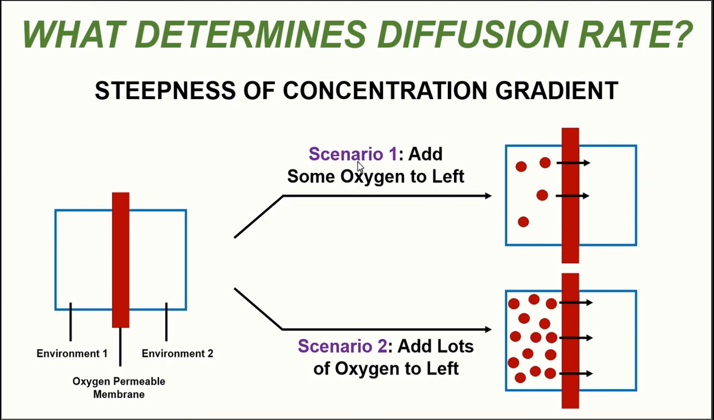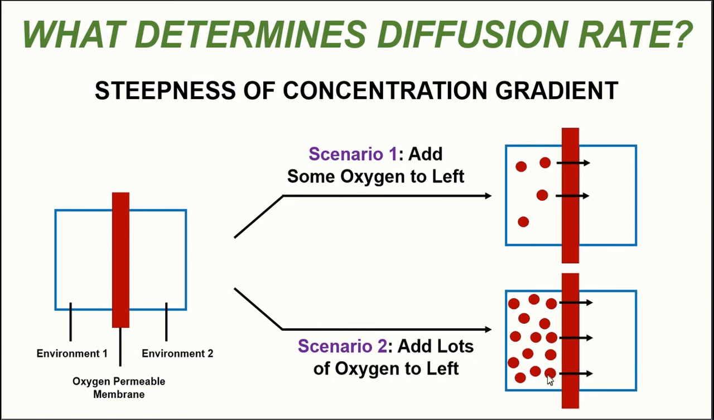So in this first experiment or scenario, we'll add a little bit of oxygen to the left side, to environment 1. So we'll add a low concentration of oxygen to the left, and we'll measure the diffusion rate across this oxygen permeable membrane over a certain amount of time. In the second scenario, we'll take the same container that we've set up, and on the left, instead of adding a little bit of oxygen, we'll add a lot of oxygen. So that is, we're going to add a high concentration of oxygen, which is represented by these red dots here on the left side. And then we'll measure the rate of diffusion across this membrane.